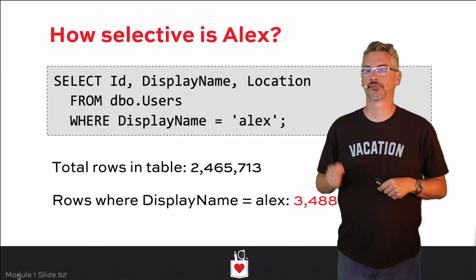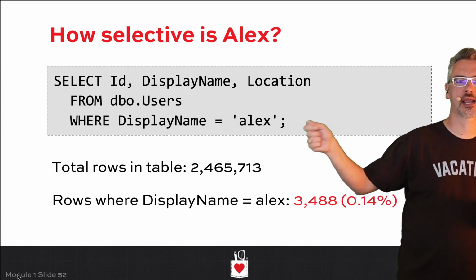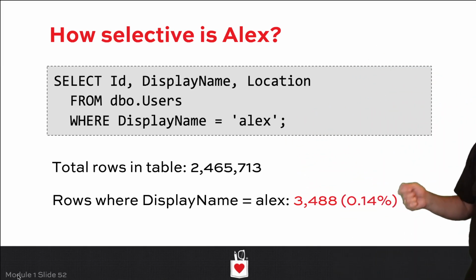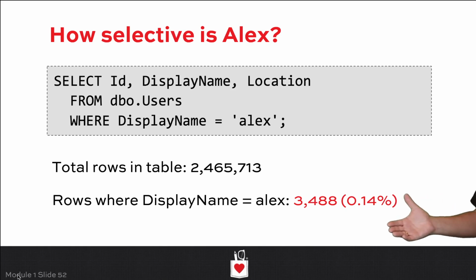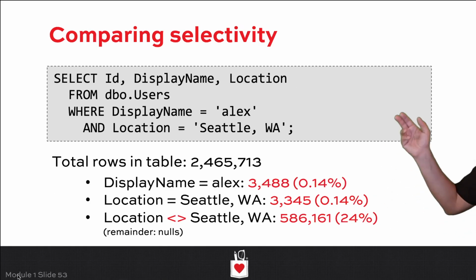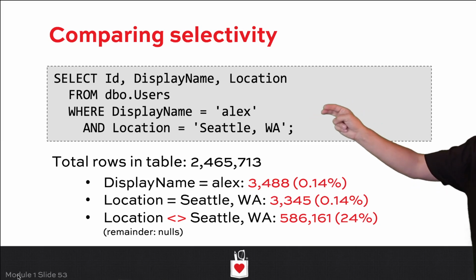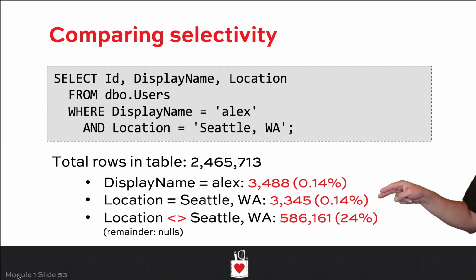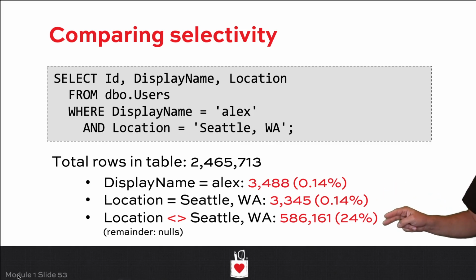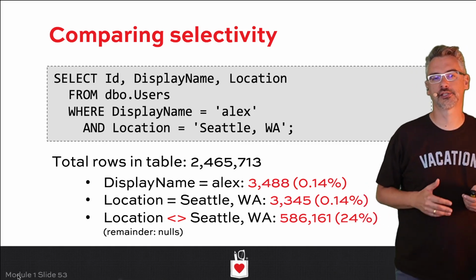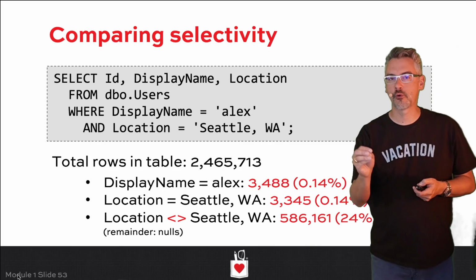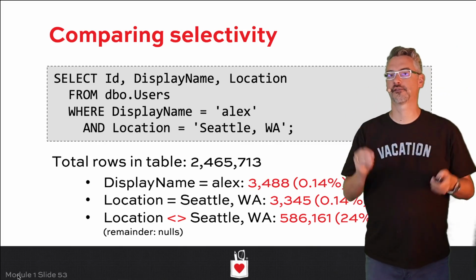For example, the term where display name equals Alex is very selective. Less than 1% of the data matches. If I'm looking for location equals Seattle, that is also beautifully selective. On the other hand, if I'm looking for location anything other than Seattle, that's not very selective at all. Selectivity is all about the contents of your query, not the contents of the data.